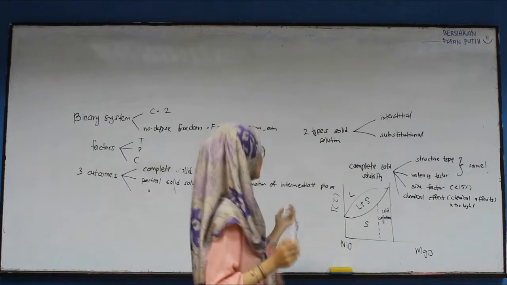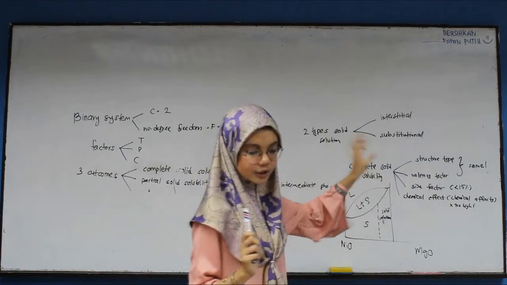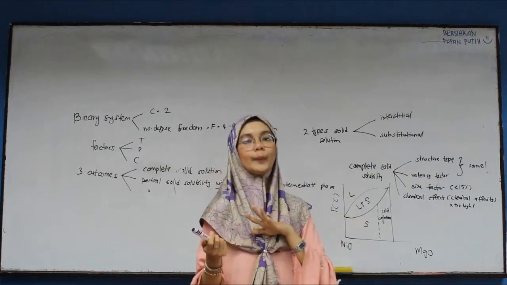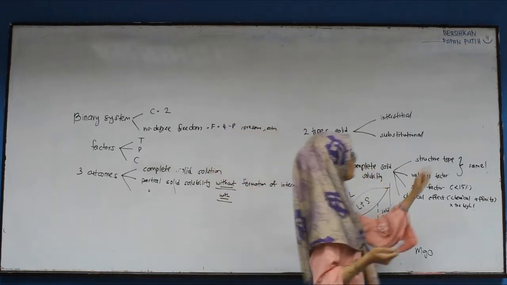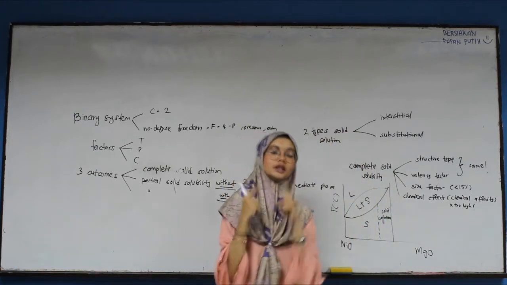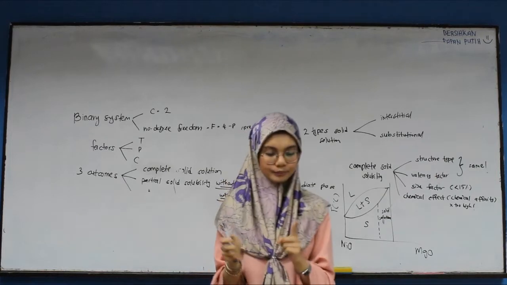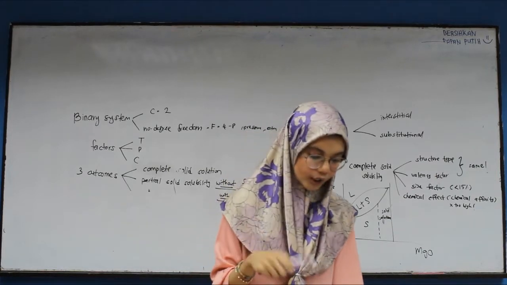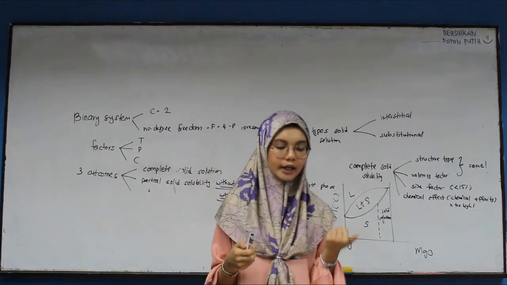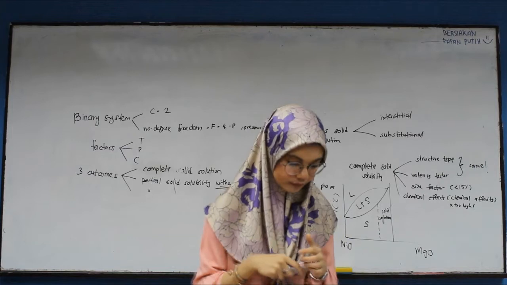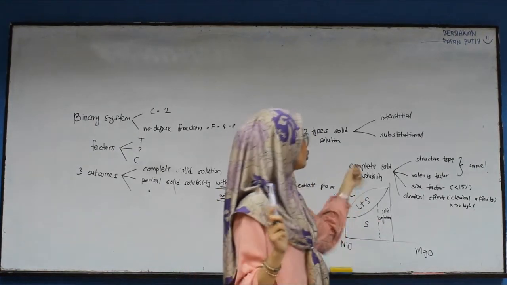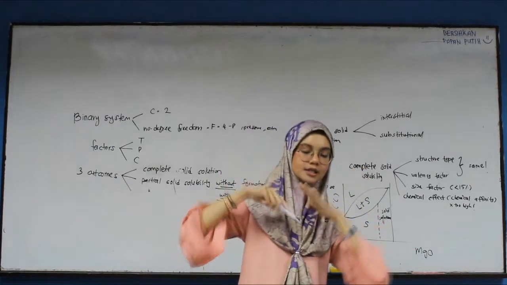Okay, so the last one is the four different factors that will determine complete solid solubility. The first one is the structure type. It must be the same structure type. For example, SiO2 silica is a combination of silicon solid and O2 oxygen gas, so SiO2 cannot form complete solid solubility because the structure type is different.